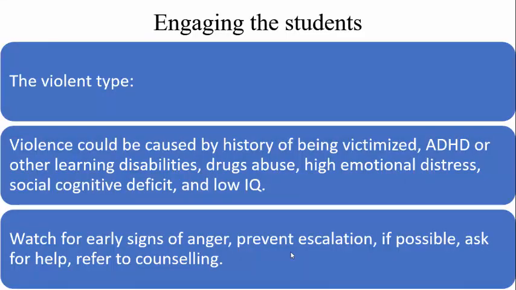The violent type. Violence could be caused by a history of being victimized, ADHD, or other learning disabilities, drug abuse, high emotional distress, social cognitive deficit, and low IQ. Watch for early signs of anger. Prevent escalation. If possible, ask for help. Refer to counseling.